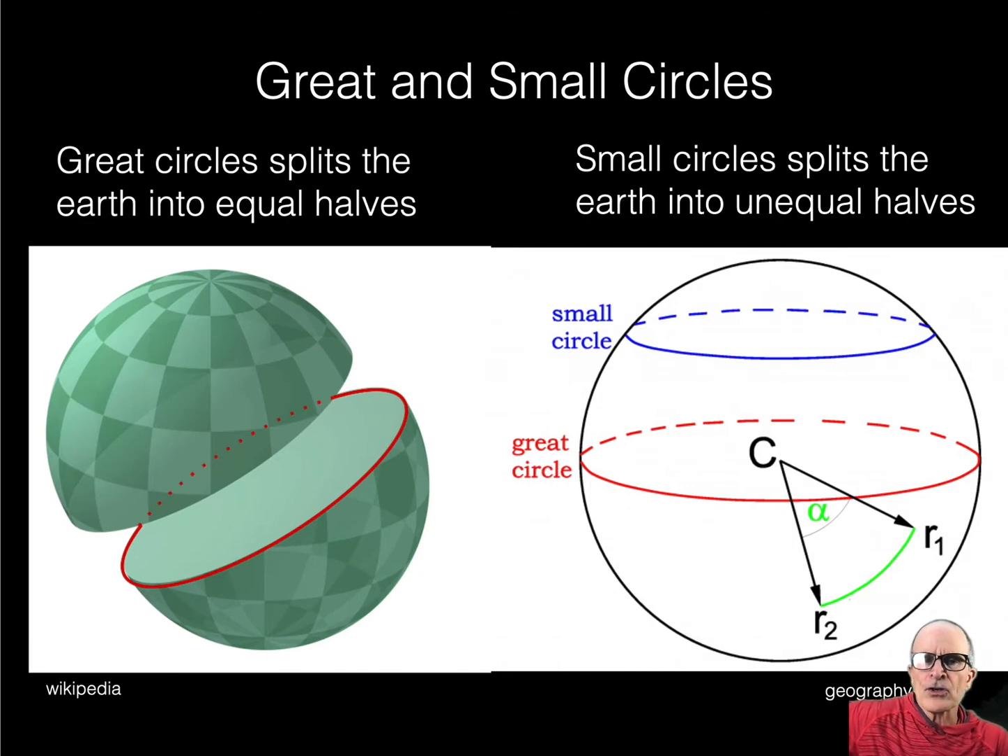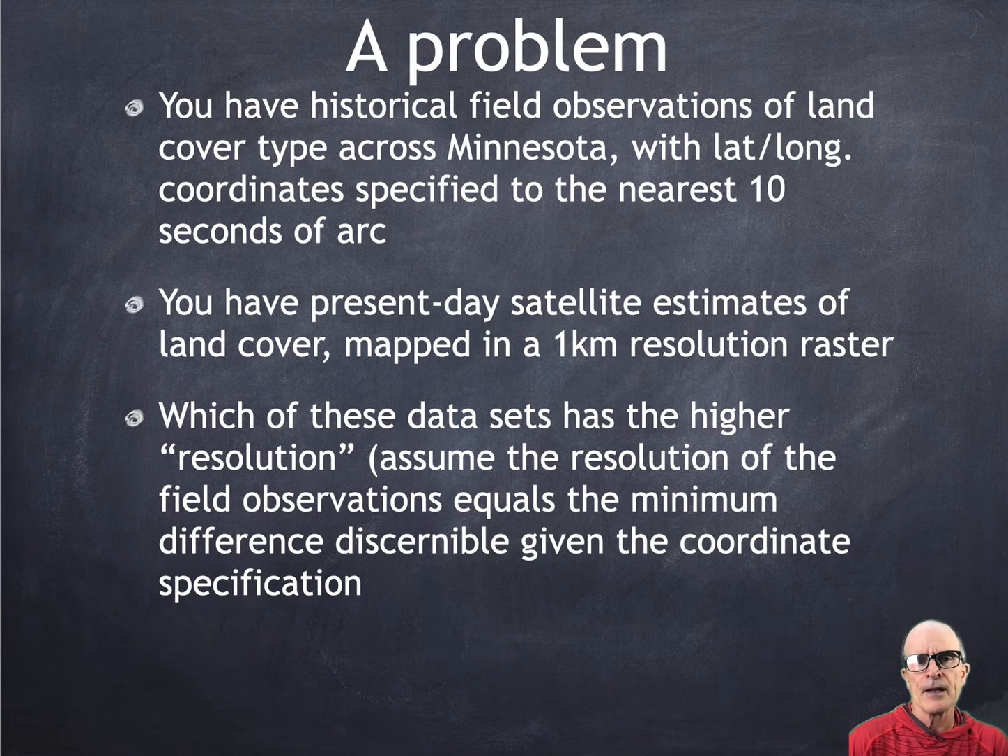Now, the great circle always splits the Earth into two halves. And you have a complement to the great circle, which is a small circle. The small circle splits the Earth, but it doesn't go through the center. And so it doesn't split the Earth into two halves. It splits them into a bigger piece and a smaller piece. Again, we always want to measure distances in the great circle, right?